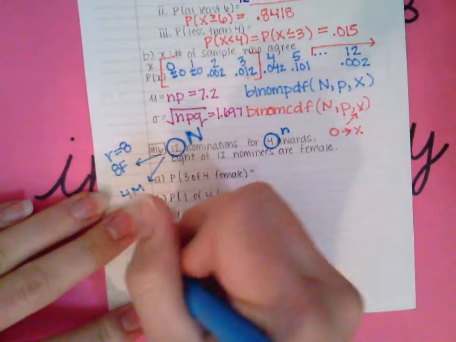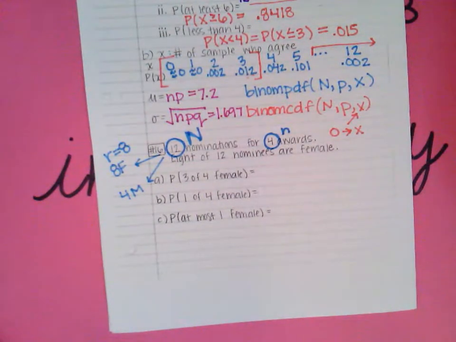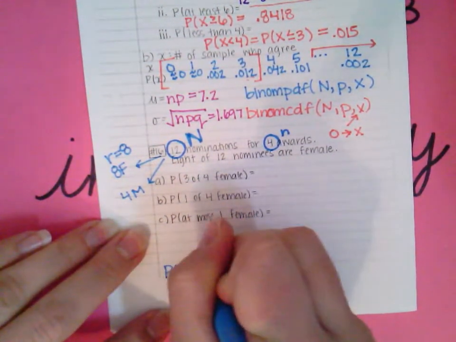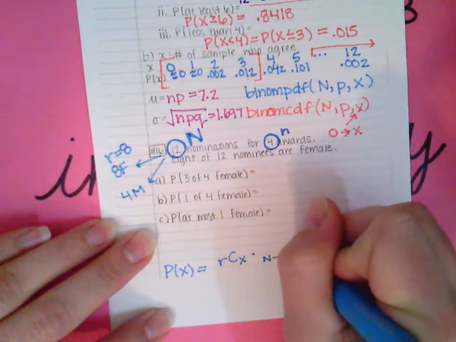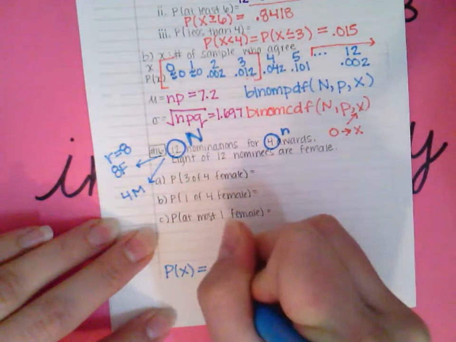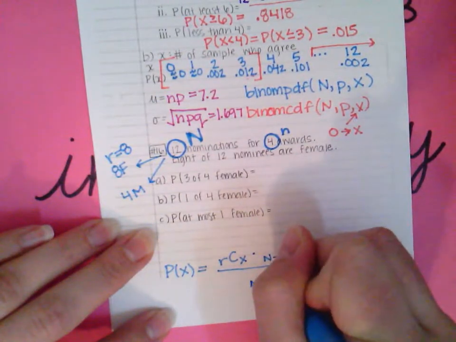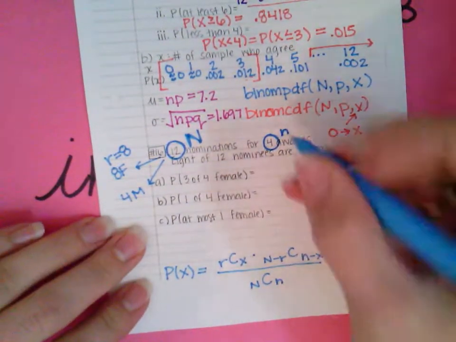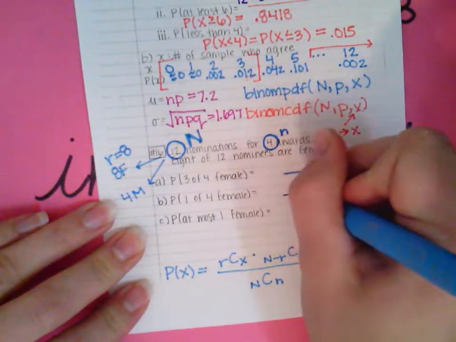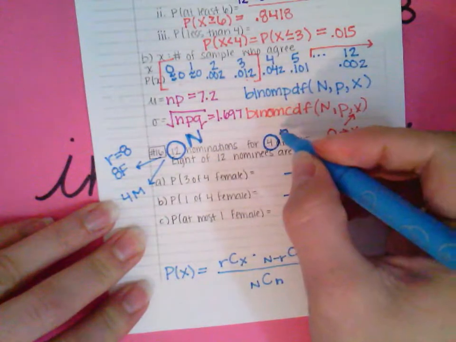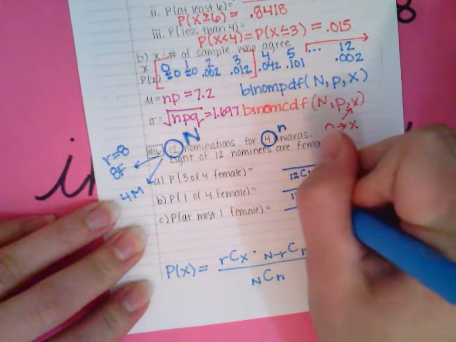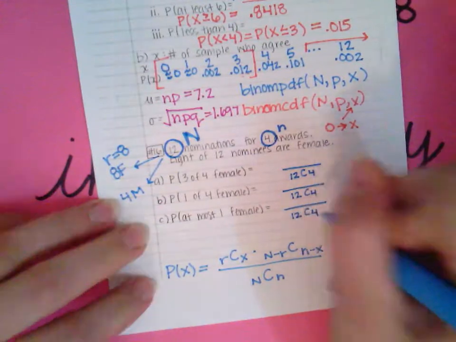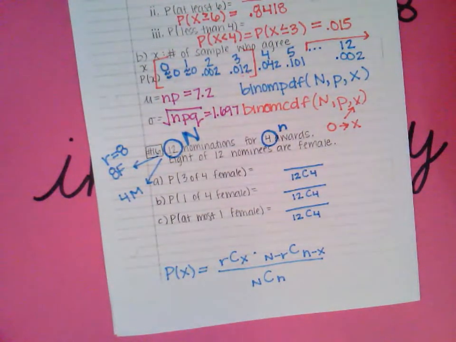And just one more thing, our hypergeometric formula is the following. So I'm going to write it down here. P of x is R choose x times N minus R choose little n minus x, all over N choose little n. And so every single one of these denominators, no matter which question you're doing, is always the total number of ways out of the 12 you could choose 4 people. That's always going to be our denominator because that's our total here. Out of the 12, how many ways could we choose 4 people?